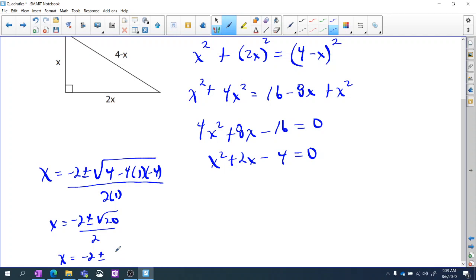So x will be -2 plus or minus the square root of 20. It wants the nearest thousandth, so carry 3 decimal places. The square root of 20 is 4.472. Divide that by 2.